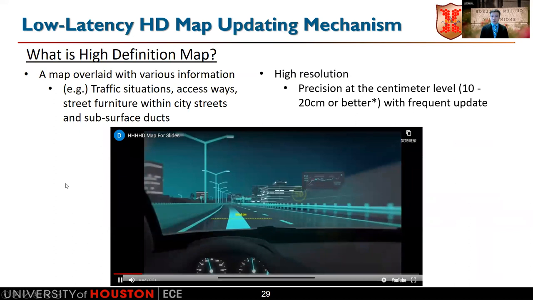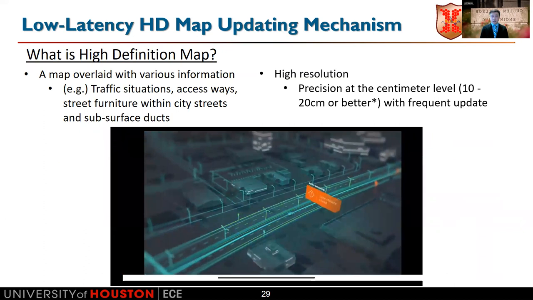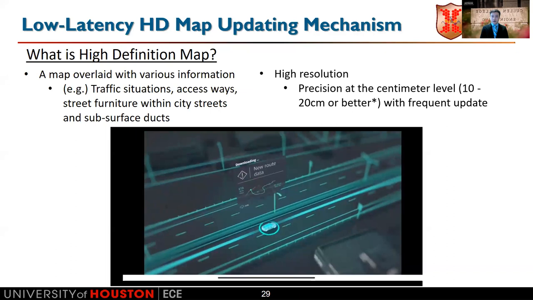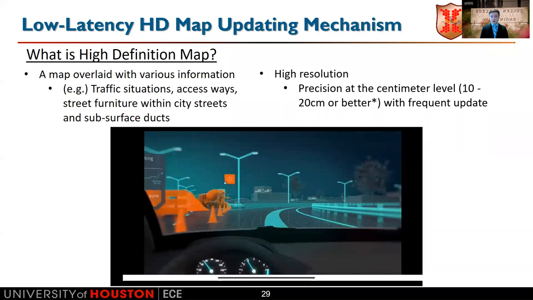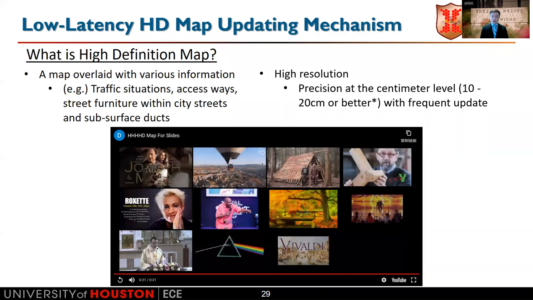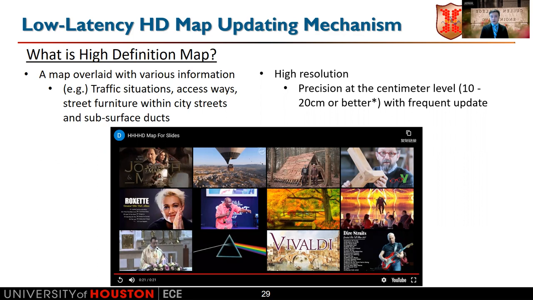What is a high definition map? Beyond the current maps we use, like Google Maps, it contains more road attributes like lane markings and the positions of surrounding vehicles or pedestrians. Also, it has high resolution, at the 10 to 20 centimeter level. Because it includes dynamic objects, it requires frequent updating. The most common use case for a high definition map is autonomous driving.